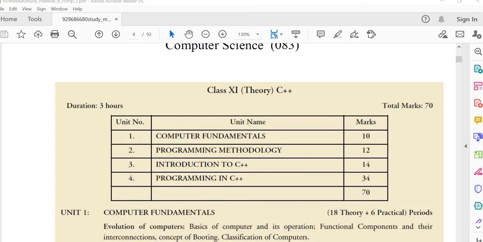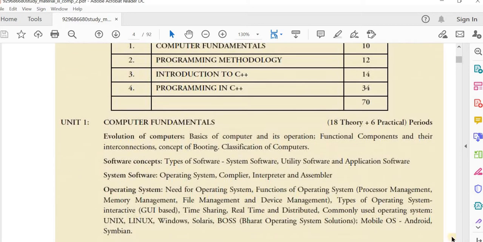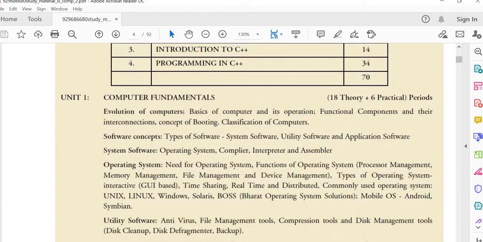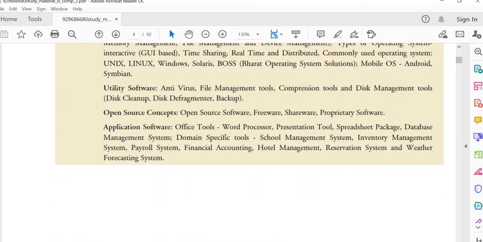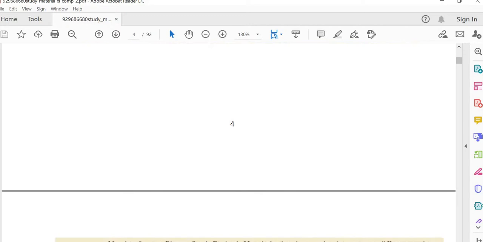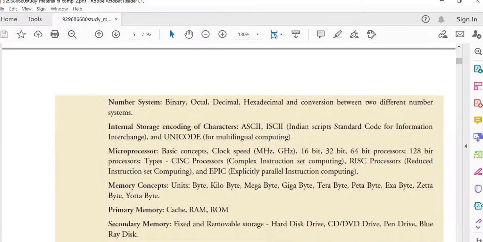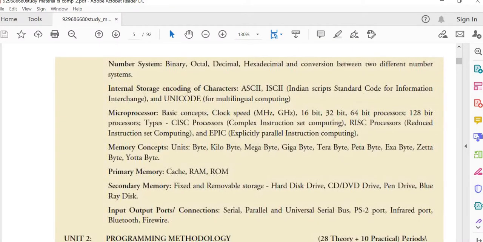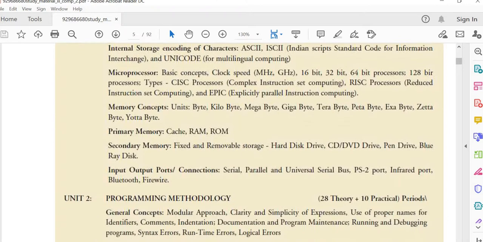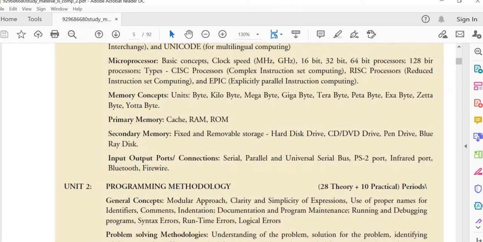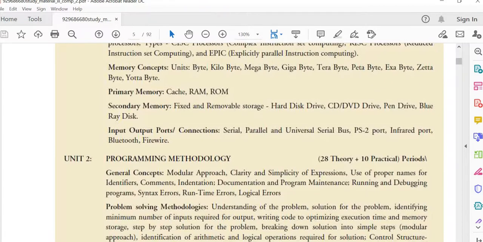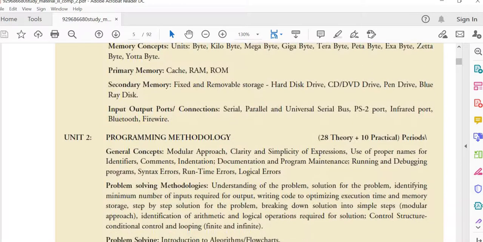Okay, so you can see here the first unit is computer fundamentals. Here you can get all the fundamental concepts of computer, that is evolution of computer, software concepts, system software, utility software, application software, open source software concepts, etc. Then number system, internal storage, encoding of characters, microprocessor, memory concept, primary memory, secondary memory, input output devices, all will be in the computer fundamentals unit.